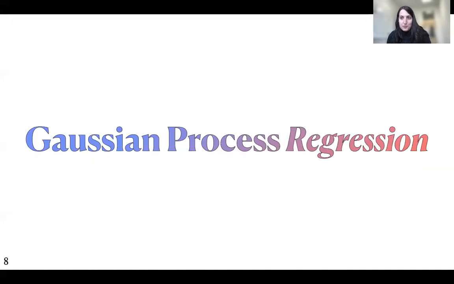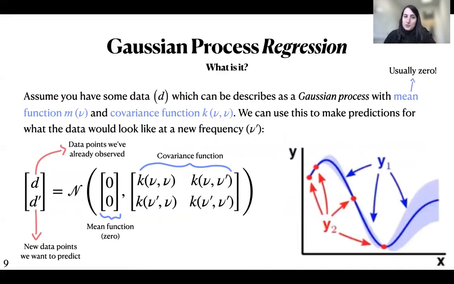So then what is Gaussian process regression? Gaussian process regression starts by assuming you have some data D that can be described as a Gaussian process with some mean function m and some covariance function k. The mean function we can usually take to be 0, because you can just subtract the mean from your data. Using this, we can make predictions for what the data would look like at some new frequencies that we haven't observed at, using this joint probability.